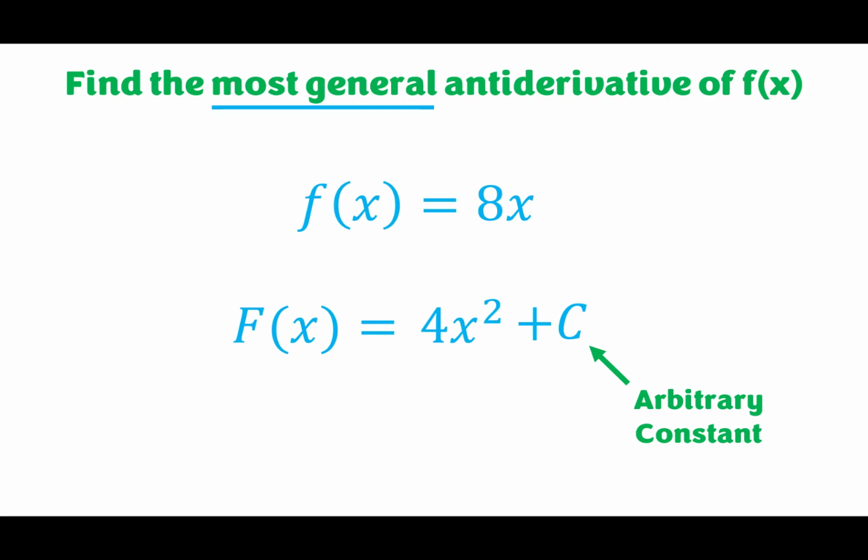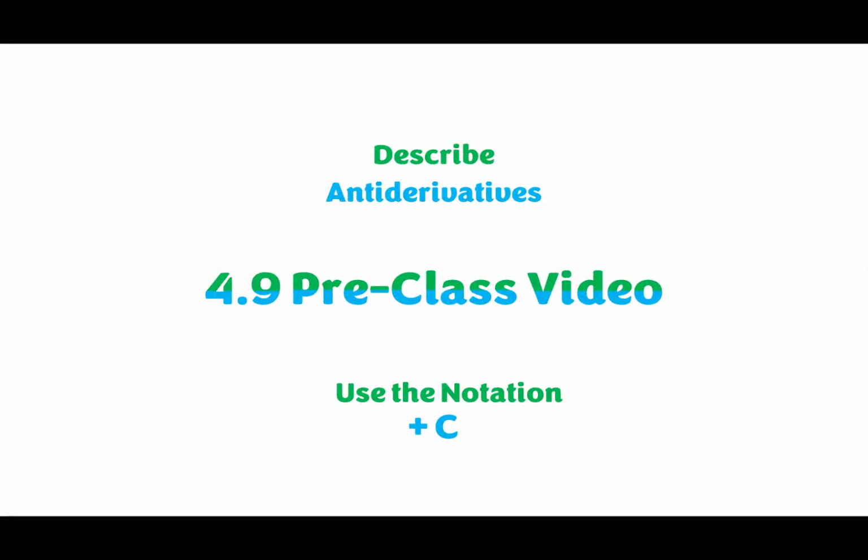You could also think of this capital F function now, this most general antiderivative, as a family of parabolas, right? Where each particular parabola is shifted by some constant relative to other parabolas. And each one of those particular parabolas is a particular antiderivative of 8x, but the most general antiderivative is 4x squared plus capital C. Well, that's it for this video. Hopefully that has warmed you up for this next class.